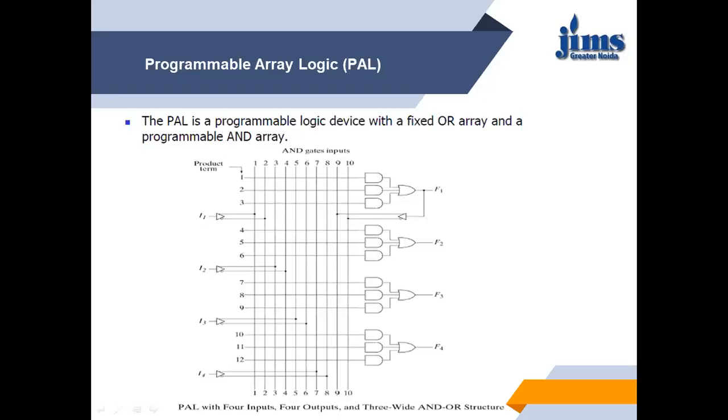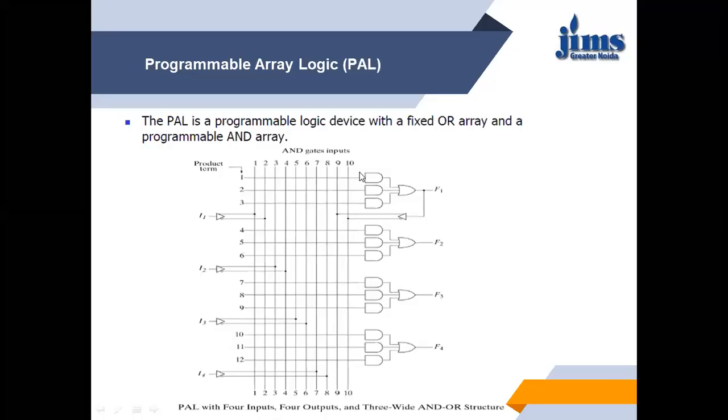minterms. Because the OR array is fixed, for the outputs F1, F2, F3 and F4, we have 4 outputs and each output has 3 minterms only, because each output has 3 AND gates. So the OR array is fixed, it will combine only 3 inputs or 3 minterms, and the minterms may vary. So let us discuss it with an example.